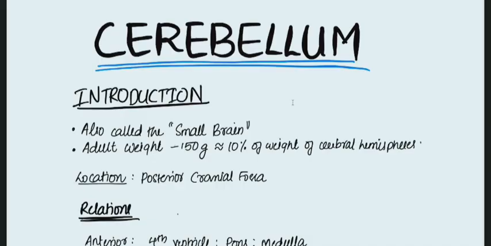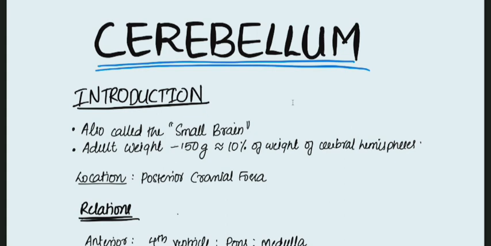Hello everyone. The topic of discussion is an important topic from neuroanatomy, which is the cerebellum. So we will start with an introduction to cerebellum. The cerebellum is also known as the small brain. For an average adult, the weight of the cerebellum is nearly 150 gram. This 150 gram is nearly equal to 10% of the weight of cerebral hemispheres.